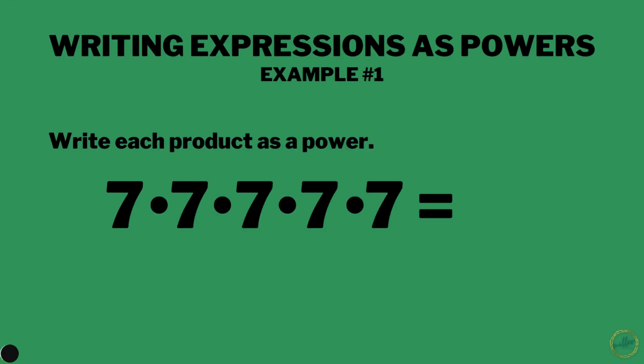Let's look at our first example. Write each product as a power. The problem here is 7 times 7 times 7 times 7 times 7. The number 7 is being repeated by multiplication 5 times. Remember, we need to write our base first. The base is the number that is being repeated over and over by multiplication, the factor.